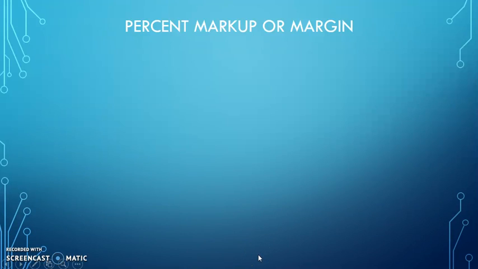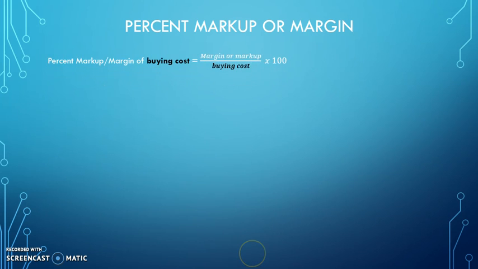Now we're going to move on to percent markup or margin. The percent markup or margin can be stated in two ways, either with the buying cost or the selling price. The first way is the percent markup or margin of the buying cost, which is the margin or markup divided by the buying cost, multiplied by 100. The second way is the markup or margin of the selling price, which is the margin or markup divided by the selling price times 100.